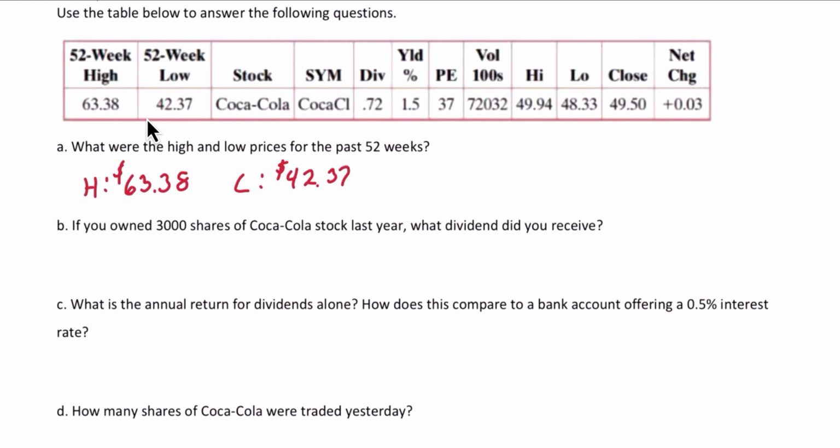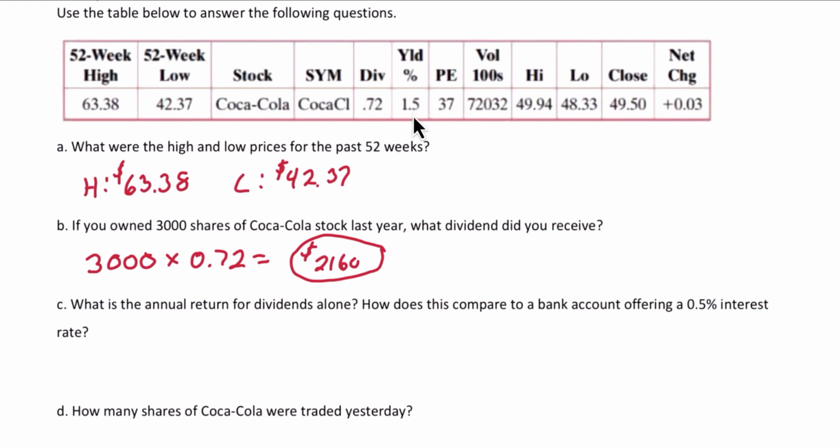If you owned 3,000 shares of Coca-Cola stock last year, what dividend did you receive? We have 3,000 shares, and we can see that the dividends are 72 cents per share. So multiplying by 0.72, we get a total of $2,160 in dividends last year.